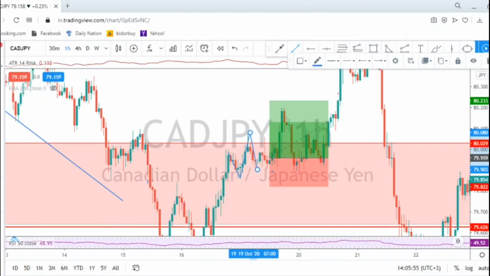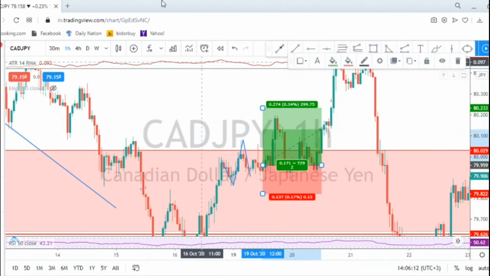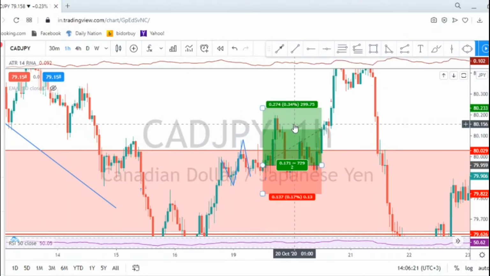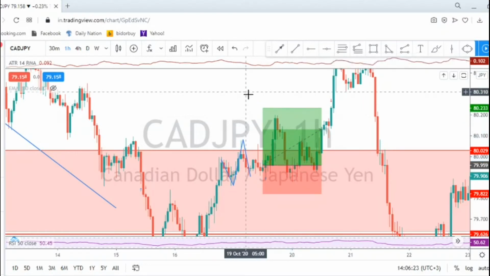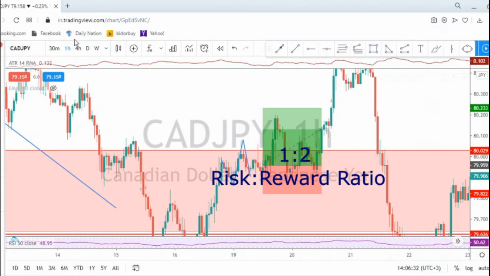And this trade played out pretty well. I think I have a screenshot of this trade when I had just taken it. If I have it, I'll put it here on the left side of the screen. If I don't have it, this is how I took this trade, and it was a profit. It was a 1 to 2 risk reward ratio, 27 pips.